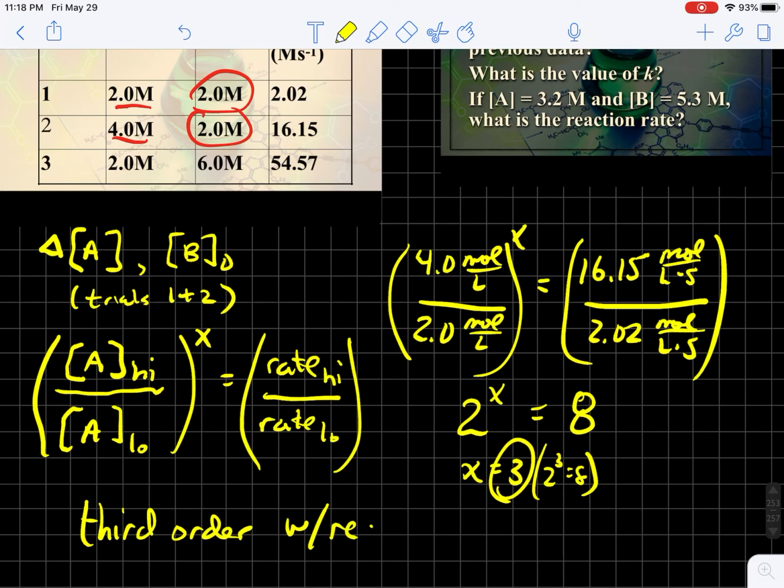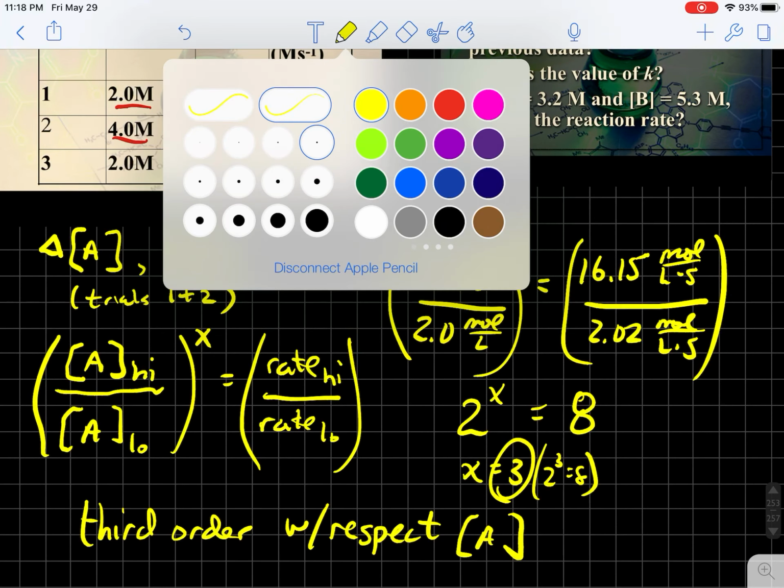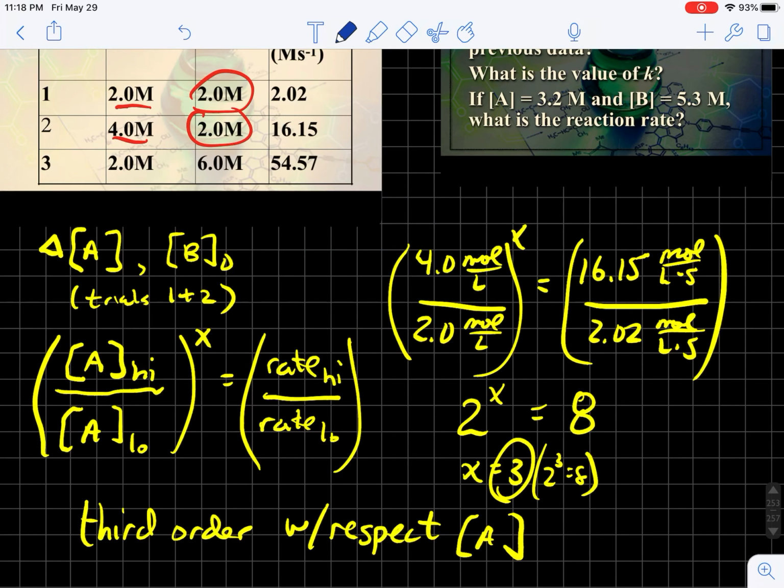Third order with respect to the concentration of A. All right, so we have part of our equation. Now we just have to go back and do the same thing for chemical B. How does B affect this?